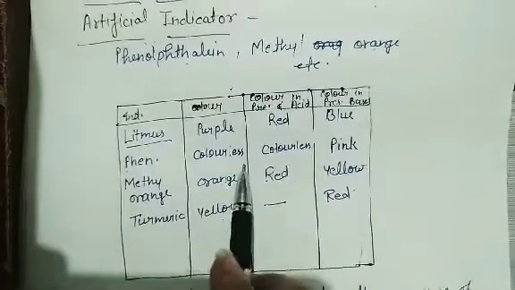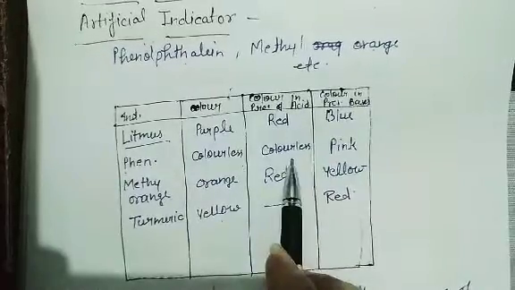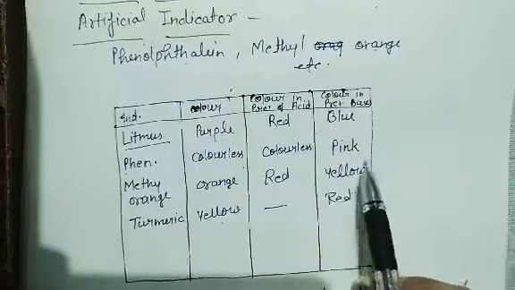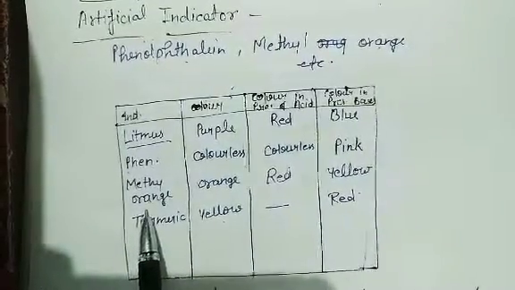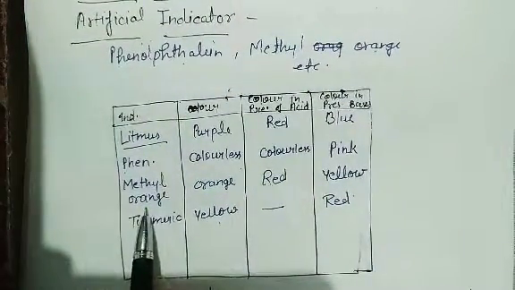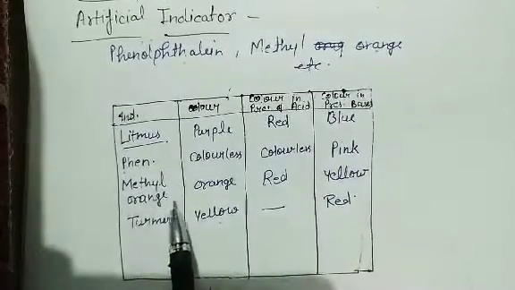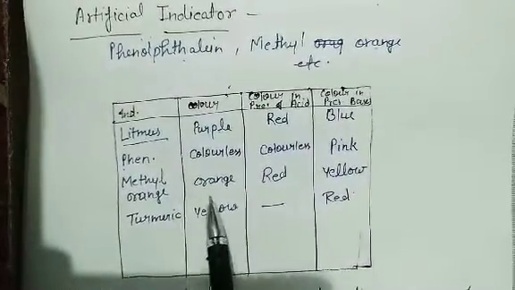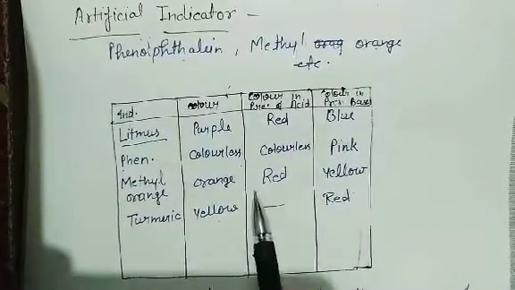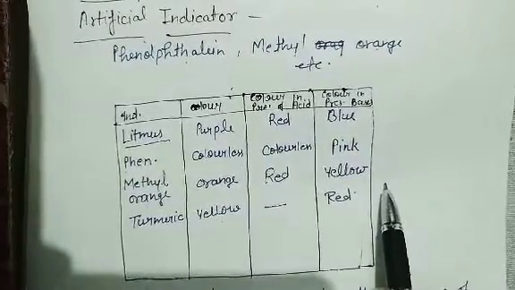The other one is phenolphthalein. It is a colorless indicator. In the presence of acid, it remains colorless. But in the presence of a base, it turns pink. Next indicator we have here is methyl orange. Its color is orange, as you may know by the name itself. But when you put acid in it, it turns red. And in the presence of an alkali, it changes into yellow.